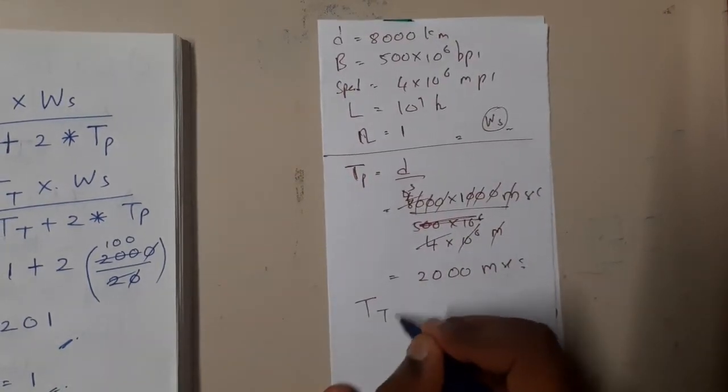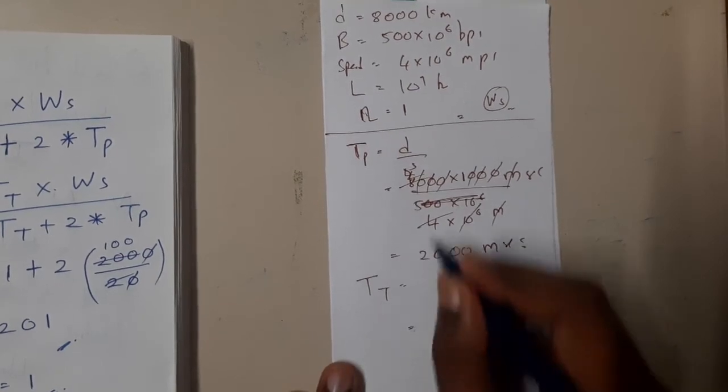Similarly the value of TT is nothing but length by bandwidth. So what is the given length?